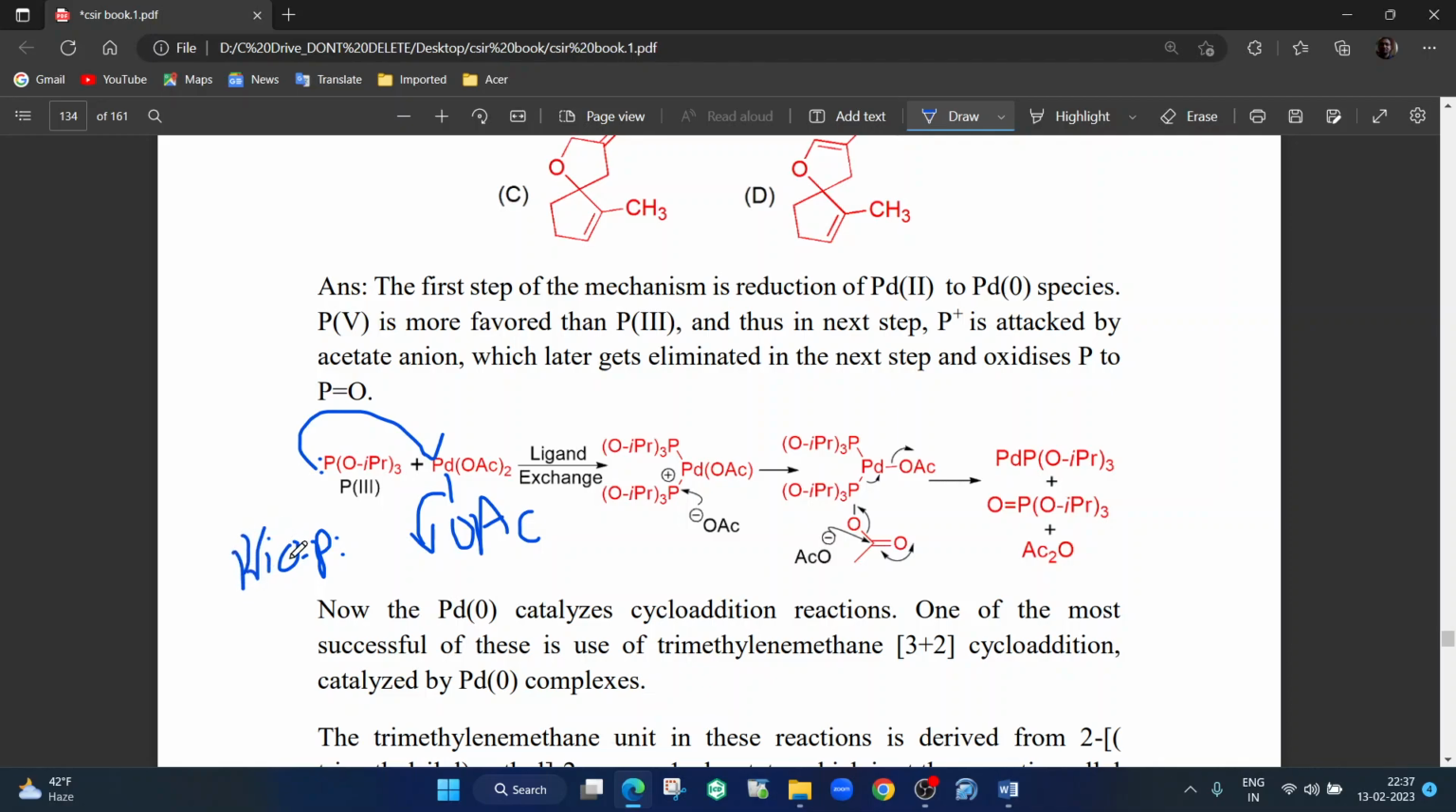So now this P(OiPr)3, I am not drawing the rest, okay. When phosphorus goes and attacks here, Pd goes from +2 to Pd0 because it got 2 electrons, and then you get this kind of species, and then OAc will go and attack on phosphorus, and you get it like this. Remember, phosphorus will always try to become P double bond O. Therefore this acetate goes and attacks here, this comes here, this goes here, and you get this. Now this is your catalyst where Pd is 0.